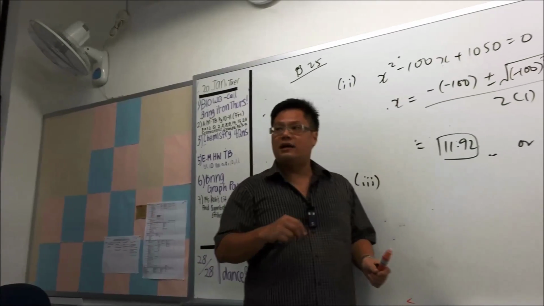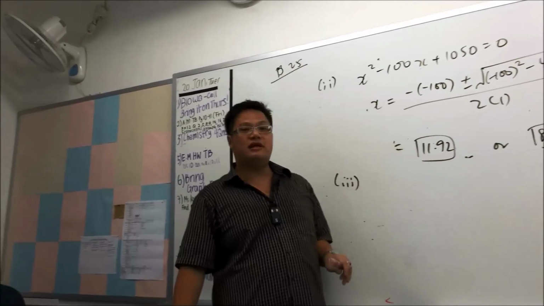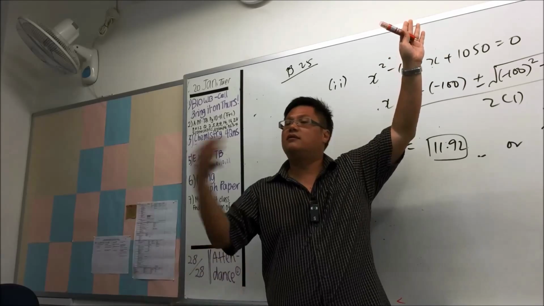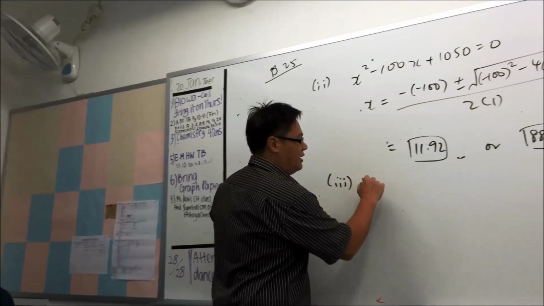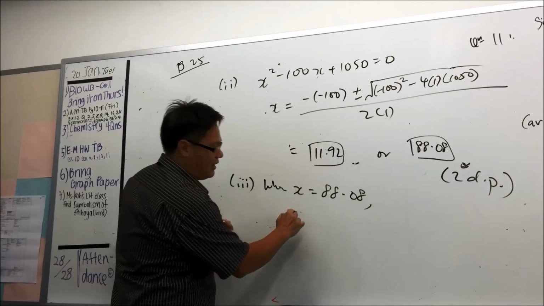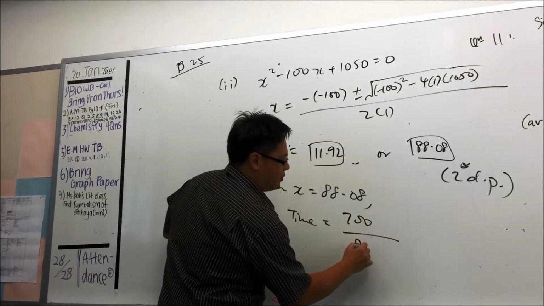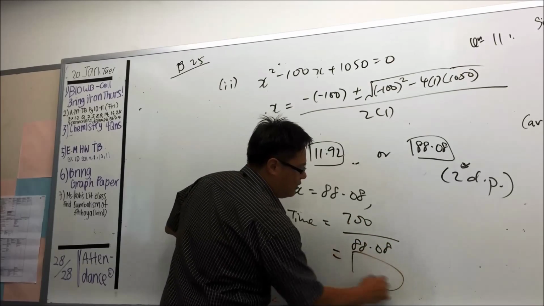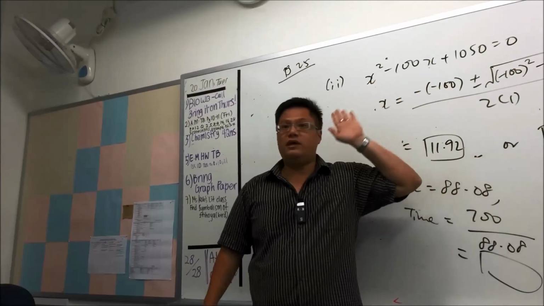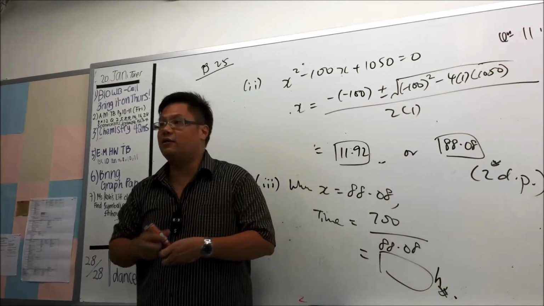So, at this moment, now you pick which answer do I take? Which answer do I take? X equals to 11.92 or 88.08? Which one? 88.08. So, x equals to 88.08. So time equals to 700 over 88.08. Then you punch your calculator, then you write down the answer. Remember your units, huh? Are we cool? Do you understand? This will be hours. Do you understand what I am doing?